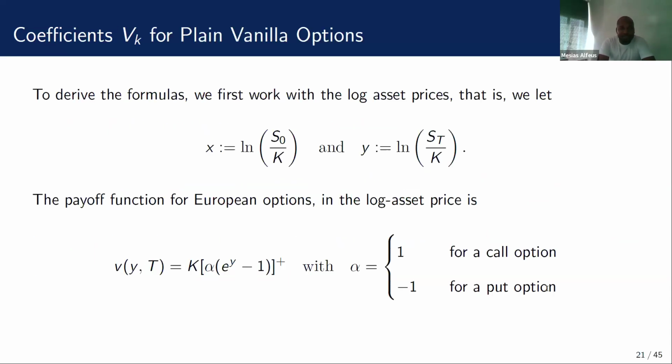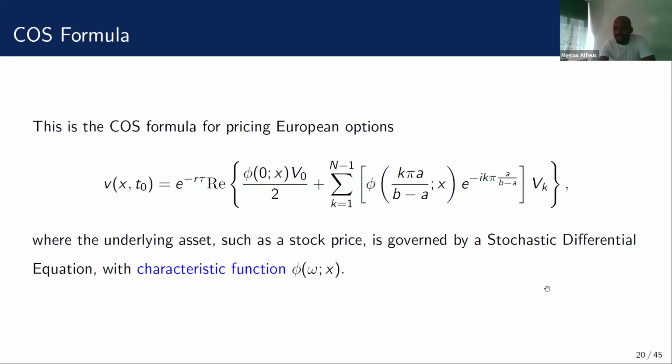and then we calculate the value of the option at time t0. But now we need the Vks. So we know the characteristic function phi, and then we want to find the Vks. We have a formula for the Vks.